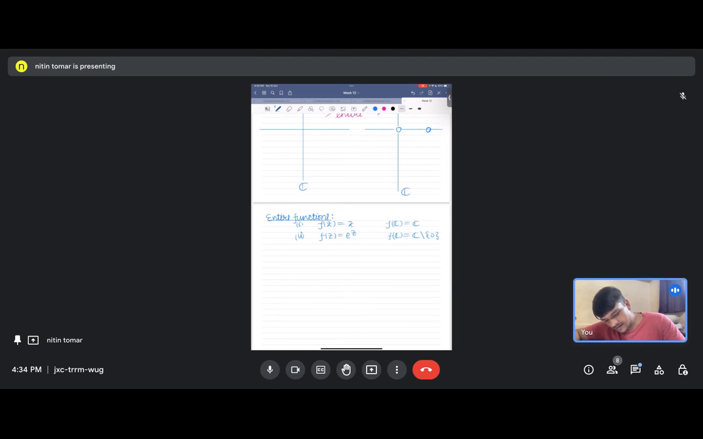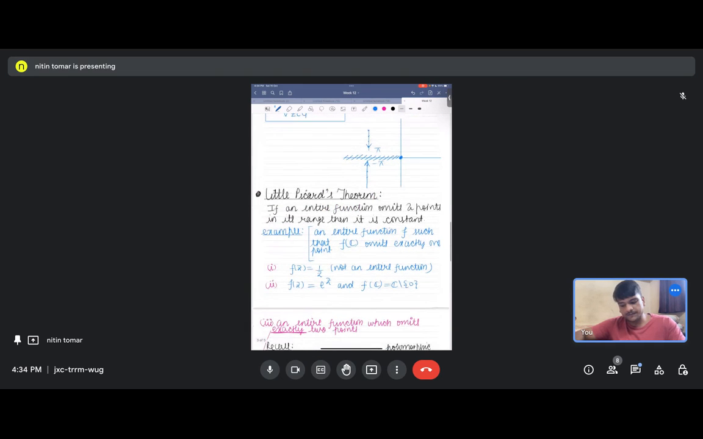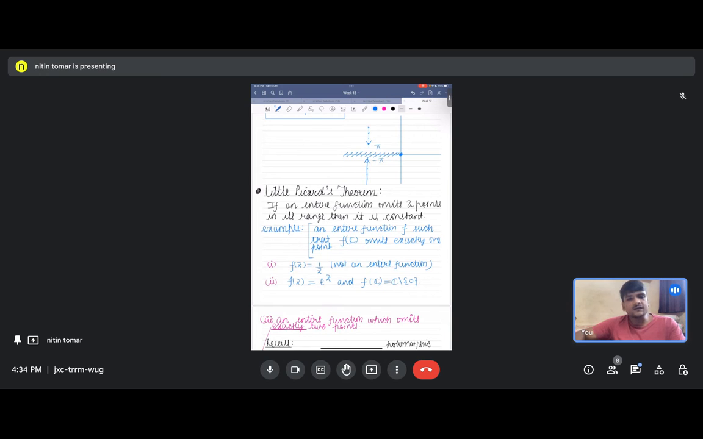Now my question is, can we have some entire function f such that the range of f is exactly C minus {0, 1}? No, I don't want an example because it won't exist. I just want you to apply Little Picard's theorem. You just read this statement. If an entire function omits 2 points in its range, then it is constant.